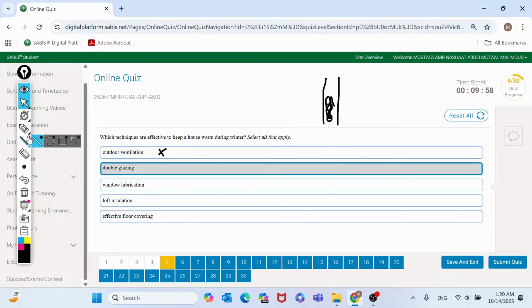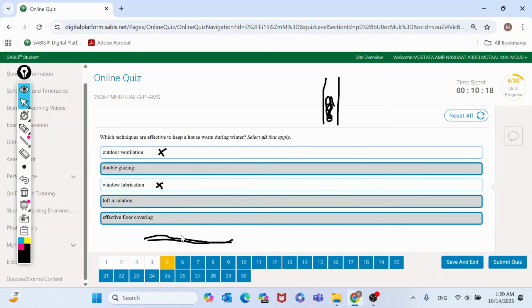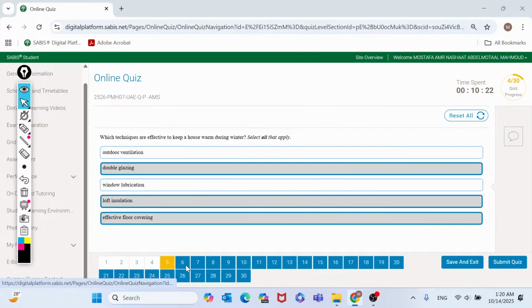So yeah, window lubrication. That just changes how smoothly you open the window, and it doesn't have anything to do with insulating the house. Loft insulation. Loft insulation is a material, kind of like hay. There are small gaps of air in it, and it's an insulator. So yeah. Effective floor covering. Yeah, also the same case. It's just a good insulator.